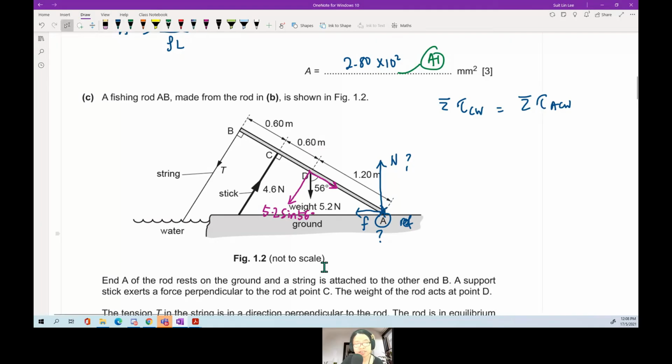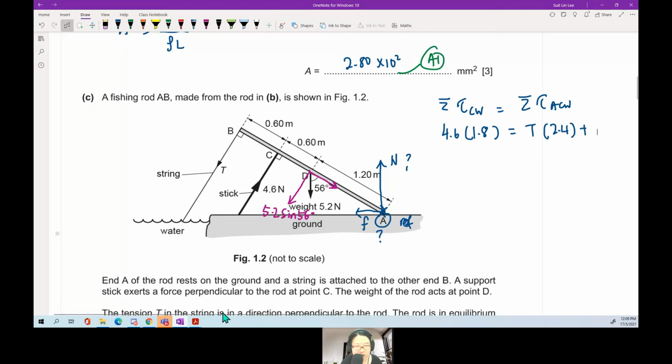The 4.6 is the push on the stick, which is what causes the rod to fall in the clockwise direction. So we will take 4.6 multiplied by this distance, which is 1.8 meter. Anti-clockwise is the force that pulls the rod down so that it's parallel to the ground. So that would be T times the entire length, because T is at the furthest end. That would be 2.4 plus 5.2 sine.